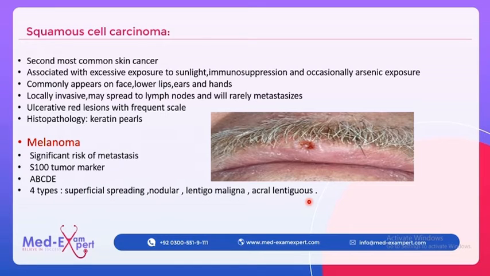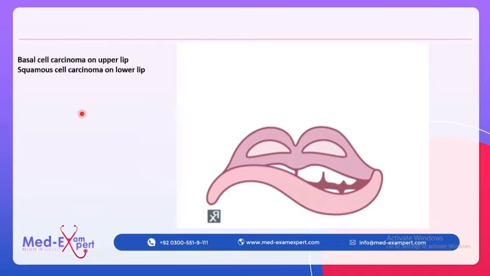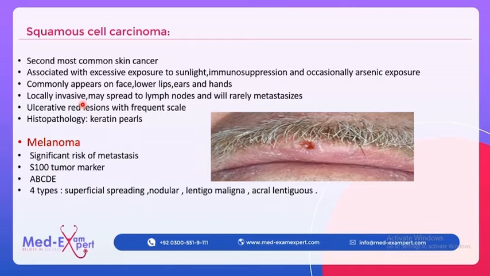You should know that basal cell carcinoma is locally invasive, and squamous cell carcinoma is also locally invasive. Squamous cell carcinoma can spread to the lymph nodes, but basal cell carcinoma does not, and both rarely metastasize. It also has ulcerative red lesions with frequent scale, but you see there are no rolled edges and no pink pearly nodules. You should remember keratin pearls for this carcinoma.